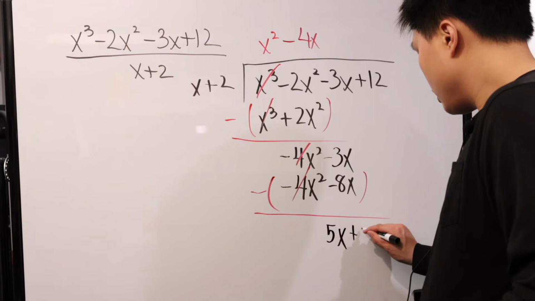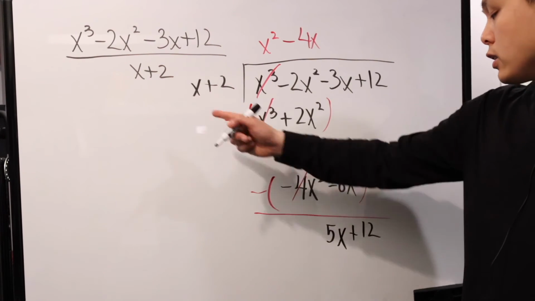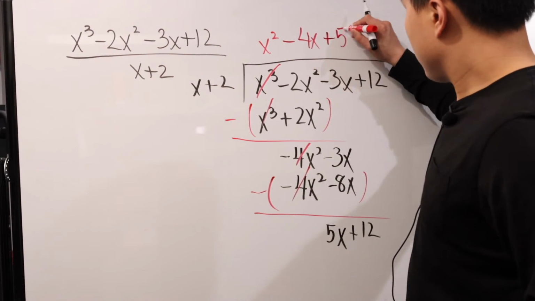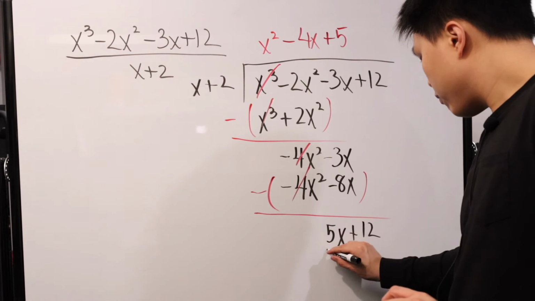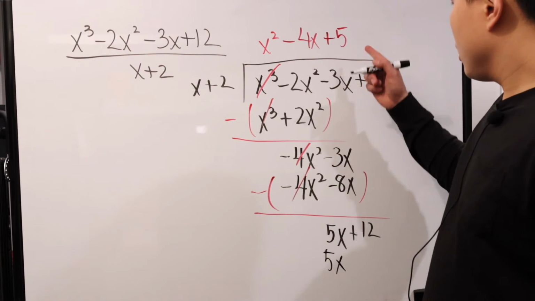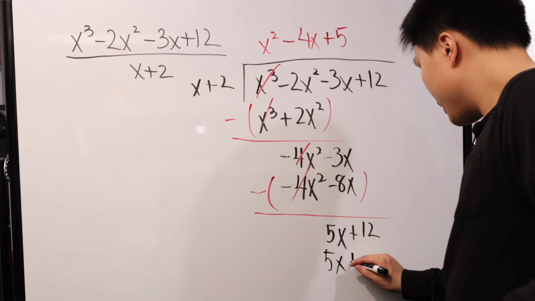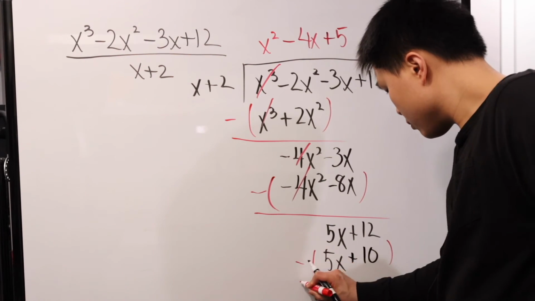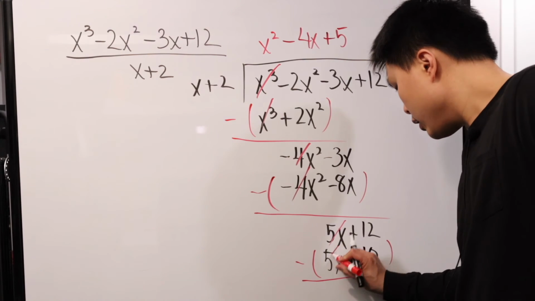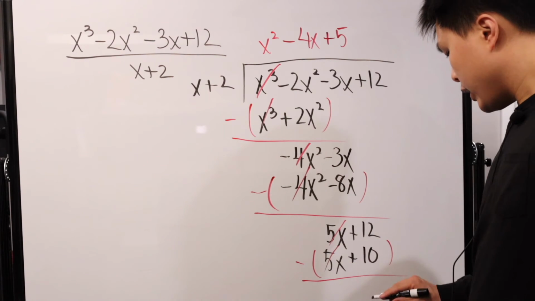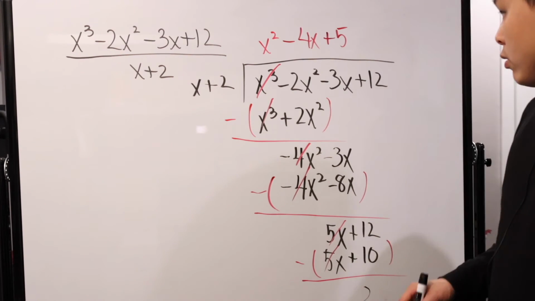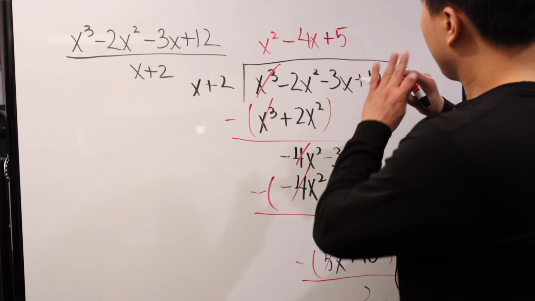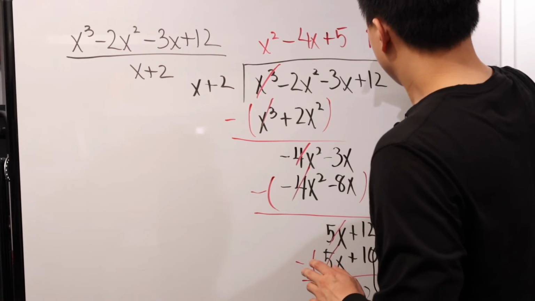Bring the next term down. That's plus 12. X times some number gives us 5x. That's simple. Plus 5. So if that's the case, we got 5x. That's good. 5 times 2 is 10. And then once again, we subtract, and this goes away. Good. And now we have 12 minus 10, which is 2. Now, once again, we're not doing the whole decimal thing. That means what we have left is a remainder of 2.